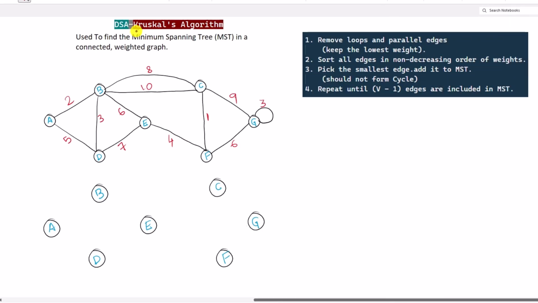So let's just talk about the Kruskal's algorithm. This is similar to Prim's algorithm. Here also we use this to find the minimum spanning tree in a connected weighted graph.